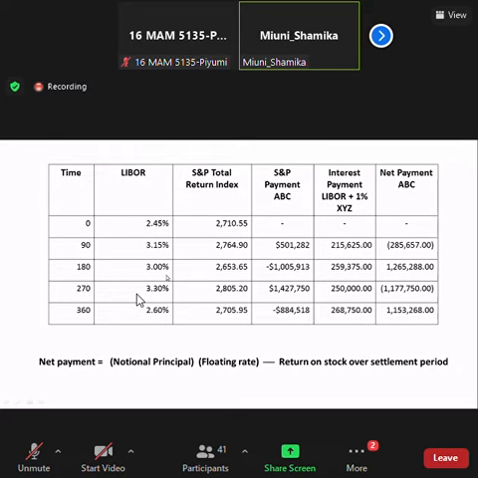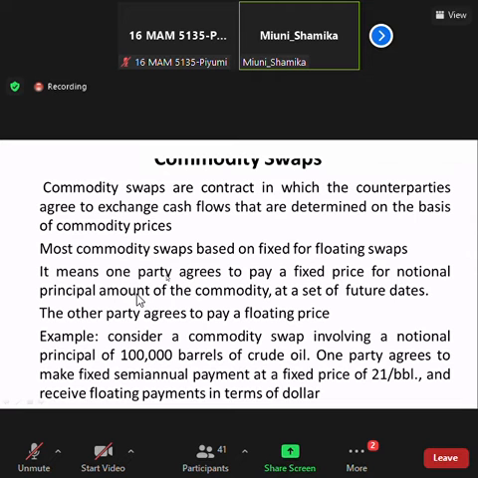Right, so we are moving on to the next part, that is commodity swaps. A commodity swap is a contract where counterparties agree to exchange cash flows that are determined on the basis of commodity prices. So here, the cash flows will be exchanged on the basis of commodity prices. So that we call commodity swaps.